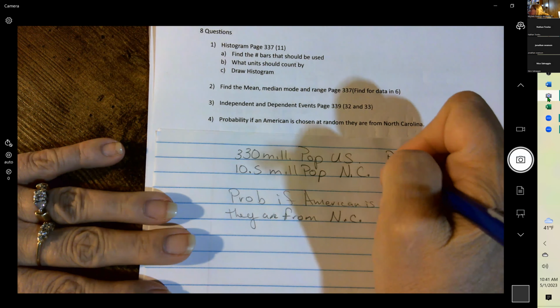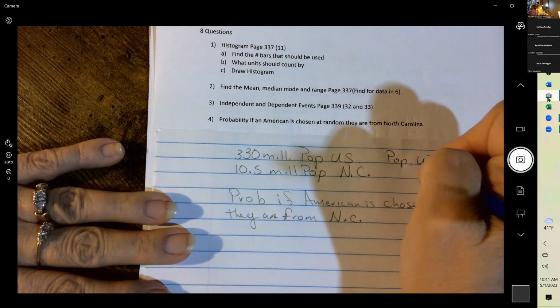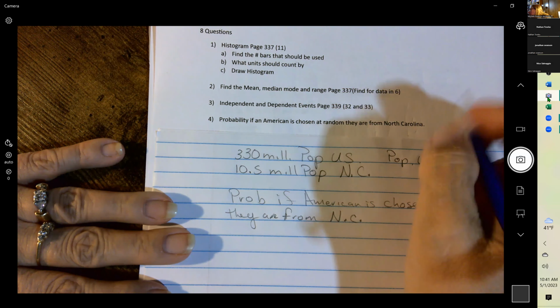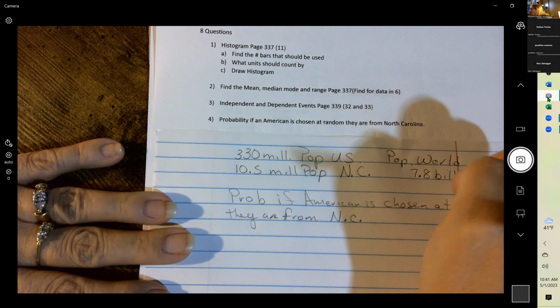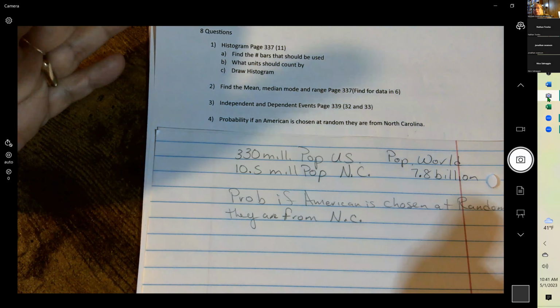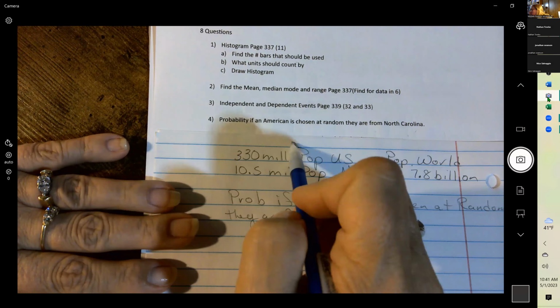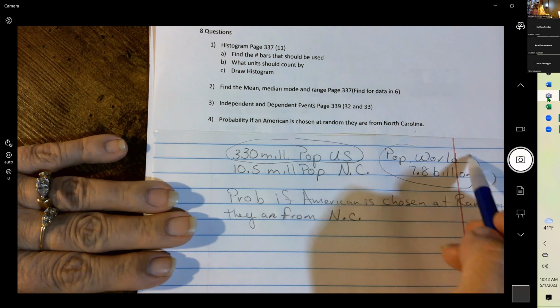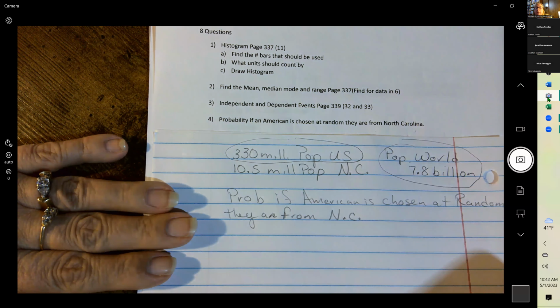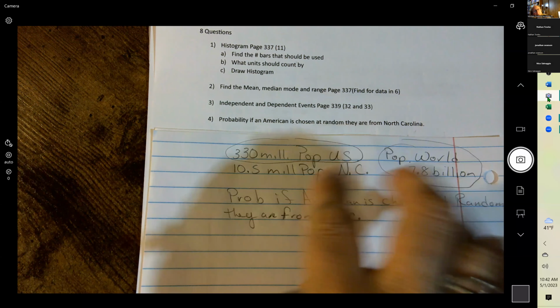Another number you should know, population of the world. Somewhere around 7.8 billion. 7.5 to 8 billion is a good estimate. So these two you probably want on your formula sheet. But if you had to look them up for something like this, that's fine.